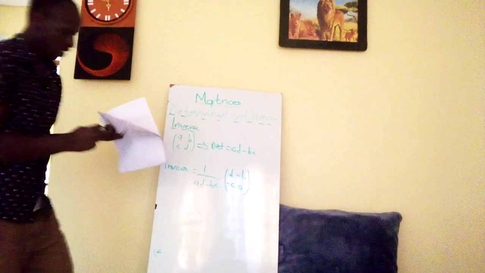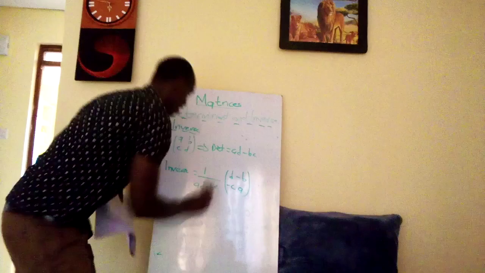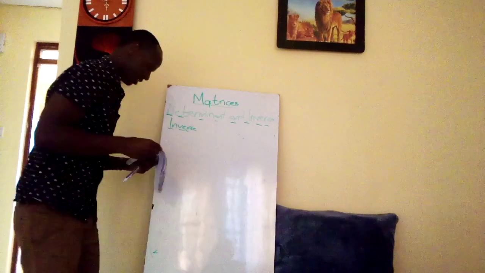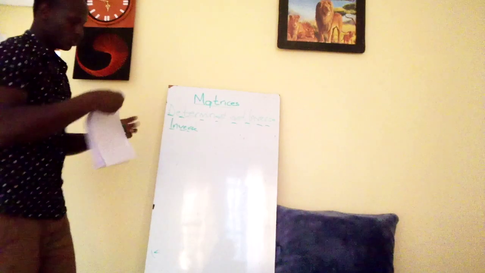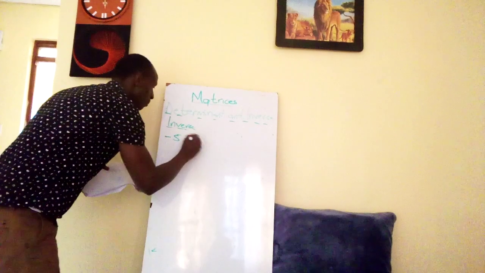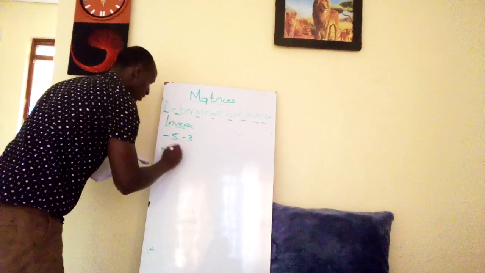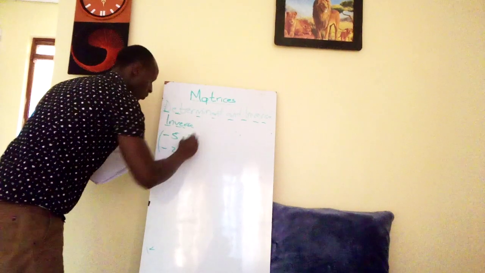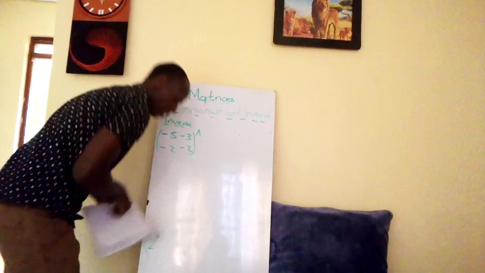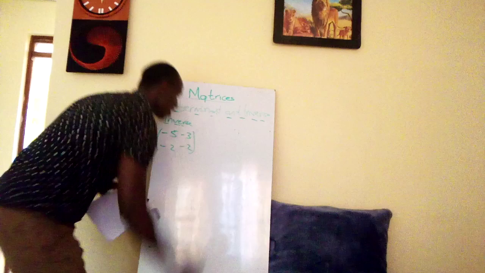Let me do an example of inverse. Let me take a matrix here. We have minus 5, minus 3, minus 2, minus 2. This is A. Let me call it matrix A.